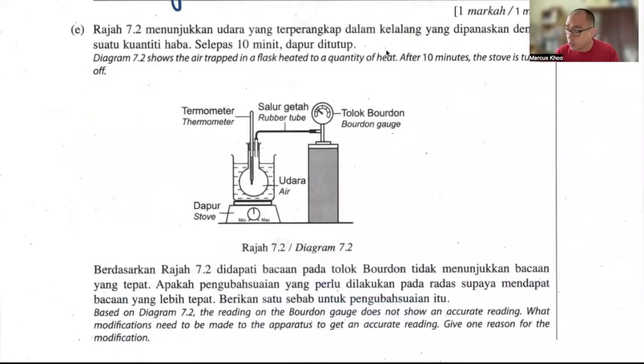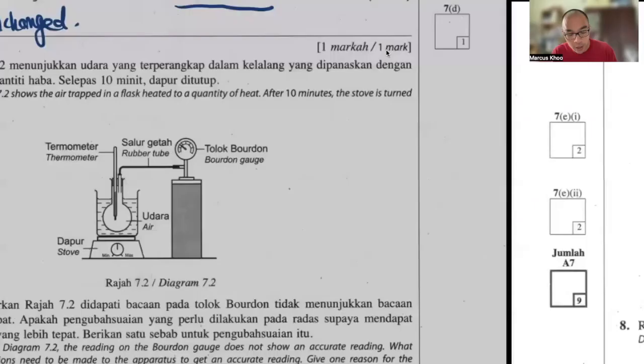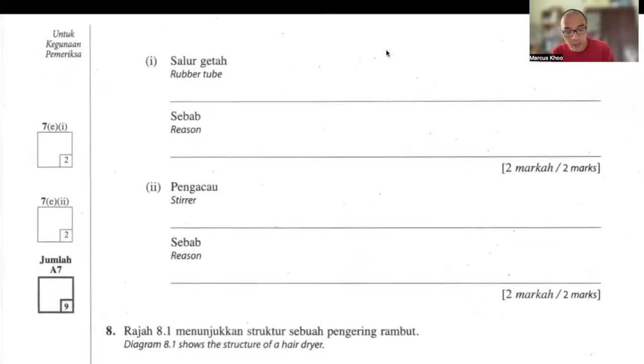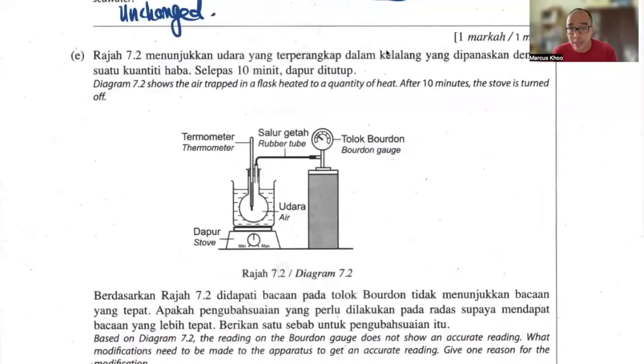Okay, diagram 7.2 shows the air trapped in a flask heated with a quantity of heat. After 10 minutes, the stove is turned off. Now, based on 7.2, the reading on the bottom gauge does not show an accurate reading. So what modifications need to be made to the apparatus to get an accurate reading? Give a reason. There are two things they want, which are the rubber tube and the stirrer. When I look at this, I was wondering where the stirrer is, so I guess they want you to add a stirrer in.